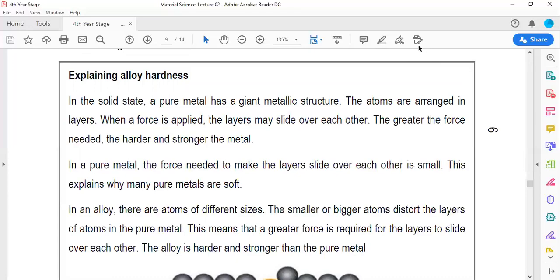So the atoms are arranged in layers, many layers, and when a force is applied, when you're forcing that metal by, for example, hammering, the layers may slide over each other. So the layers are easy to move over each other, and that's why they are soft. The greater the force needed, the harder and stronger the metal. When you need more force, it means your metal is harder and stronger. In pure metal, the force needed to make the layers slide over each other is small. It's not that much force, and this explains why many pure metals are soft.